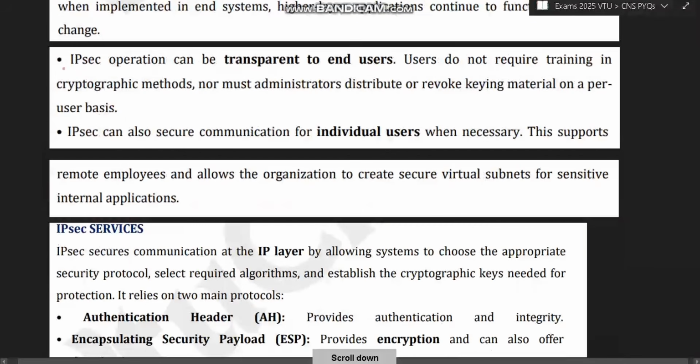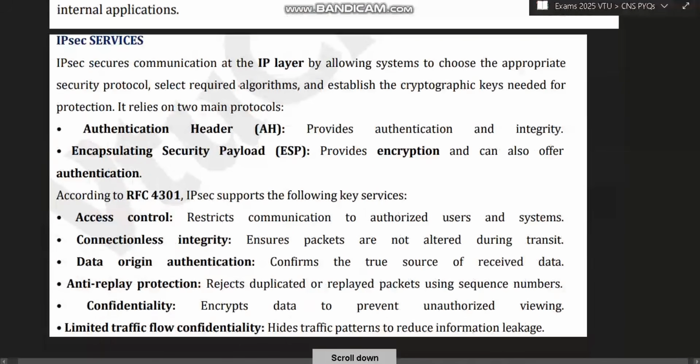IP security operation can be transparent to the end users. Users do not require training in cryptographic methods. It's not complex. Anyone can use it. IP security can also secure communication for individual users when necessary. This supports remote applications and allows organizations to create secure virtual subnets for sensitive internal applications. So individual users also can use it whenever it's necessary. Now coming to the services, what are the services provided by the IP layer?